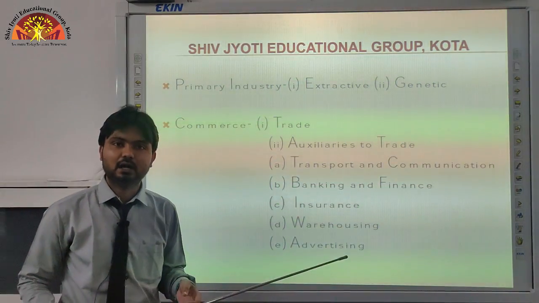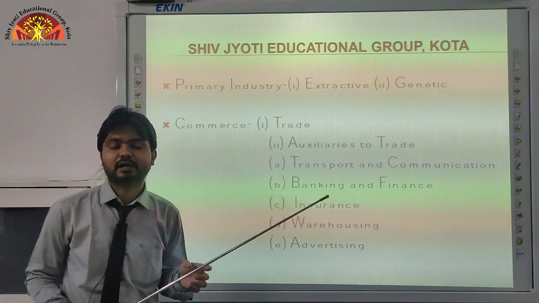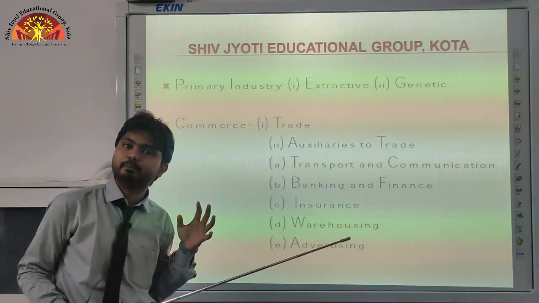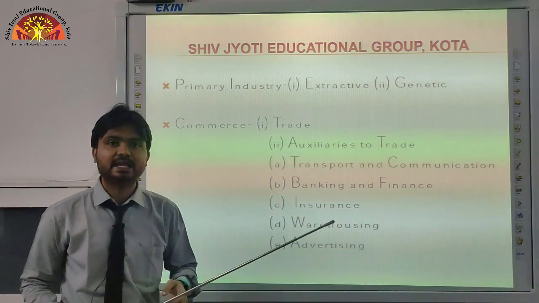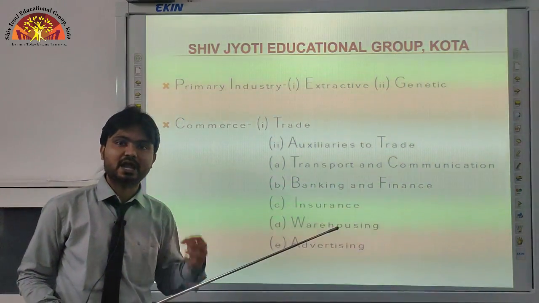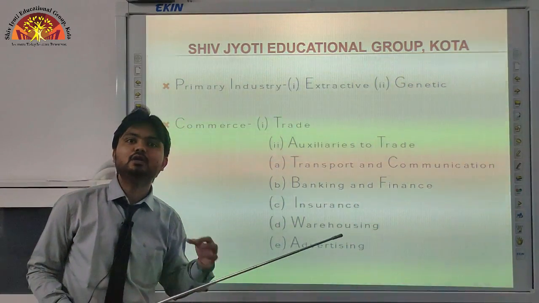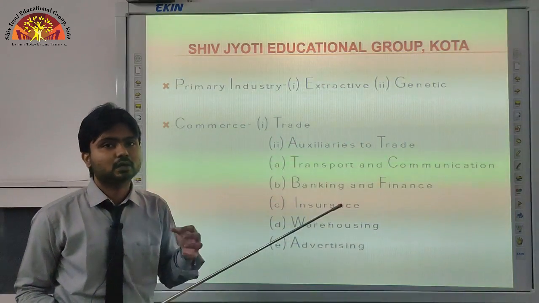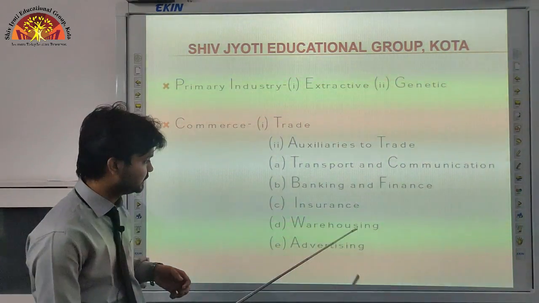Next one is warehousing, that is if we want to store our goods. If there is a lag between the manufacturing and the ultimate consumption of the goods, then warehousing plays an important part in our organization. As soon as the goods are manufactured, these are stored in the warehouses, and when the demand for those particular goods arises, the goods can be easily removed from that warehouse and supplied to the ultimate consumer.